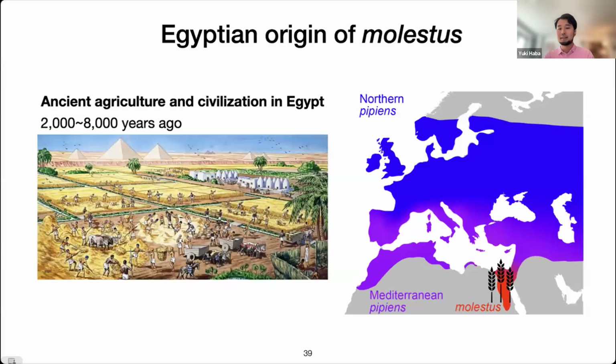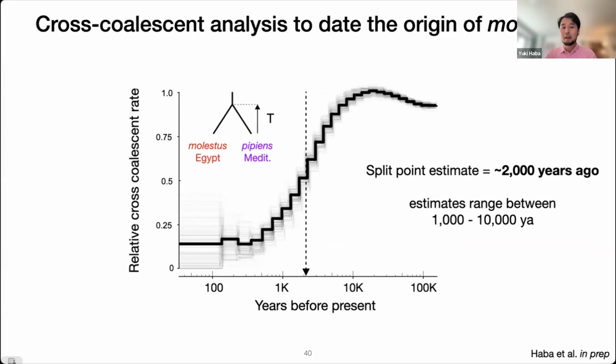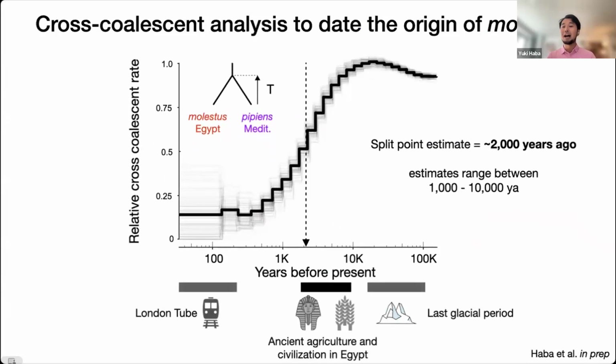To test this hypothesis using our whole genome data, we applied cross-coalescent analysis to Egyptian molestus and Mediterranean pipiens and estimated the split time between pipiens and molestus to be 2,000 years ago, with possible range being 1,000 years ago to 10,000 years ago. This is a very broad estimate, but the range nicely overlaps with the rise of agriculture and civilization in Egypt after the end of the last glacial period. Also, even the most recent possible split of 1,000 years ago would be probably a bit too old for the London Tube to be present.